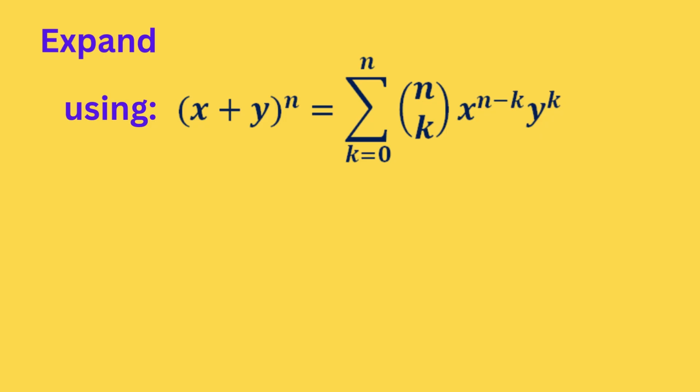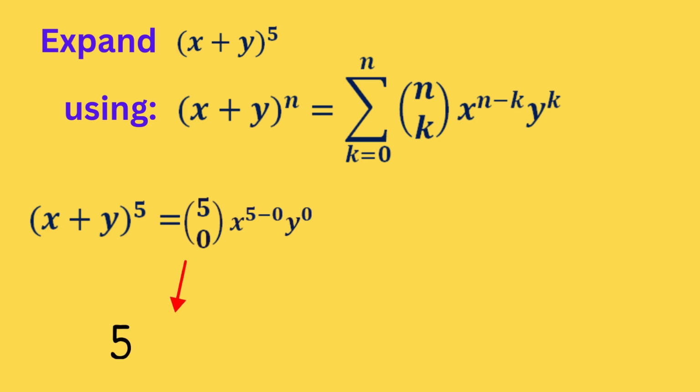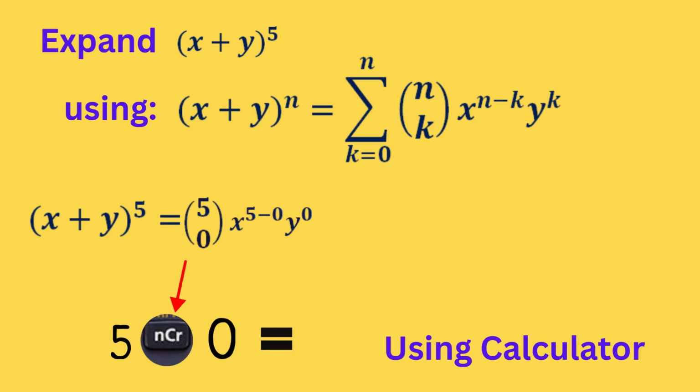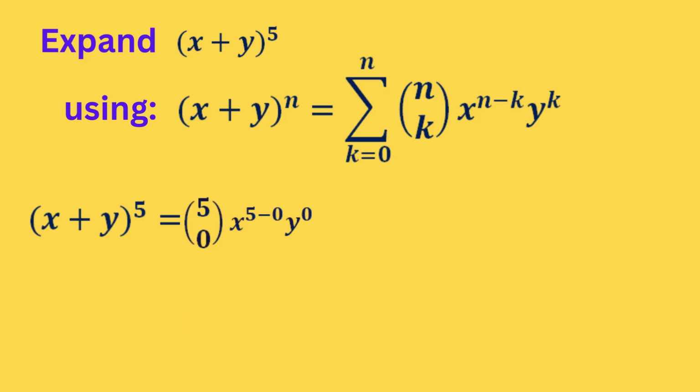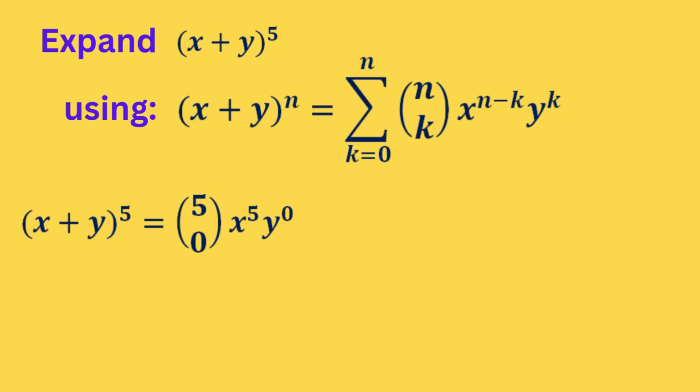We'll now use the binomial theorem to expand (x plus y) raised to the 5th power. First, we identify our n value, which is 5. The expansion will have 6 terms since we go from k equals 0 to k equals 5. Let's write it step by step. To get the first term in the expansion, we replace n with whatever the power is. In this case, n is 5, and we always begin with k equals 0. x to the power of n minus k is x raised to the power 5 minus 0, which is 5, while y to the power of k is y to the power 0.